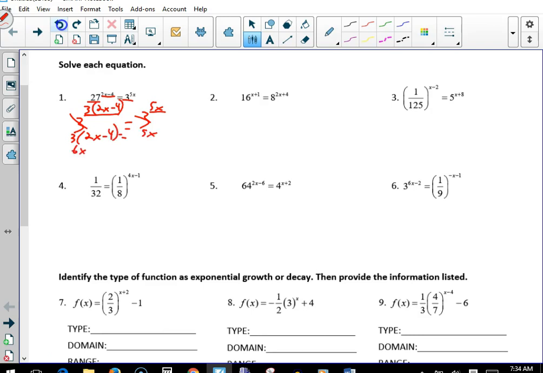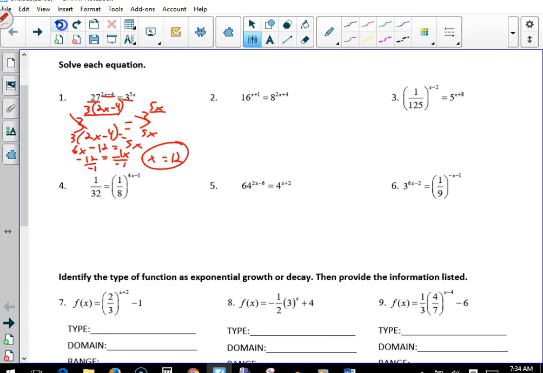Distribute: 6x, 3 times 2x, minus 12 equals 5x. Subtract 6x from both sides. Negative 12 equals negative 1x, 5x minus 6x. And now we can't have a negative x. We need to divide by negative 1 and get x equals positive 12.